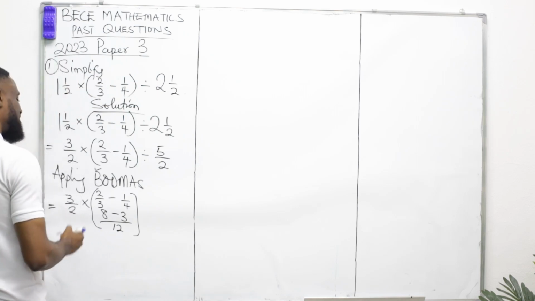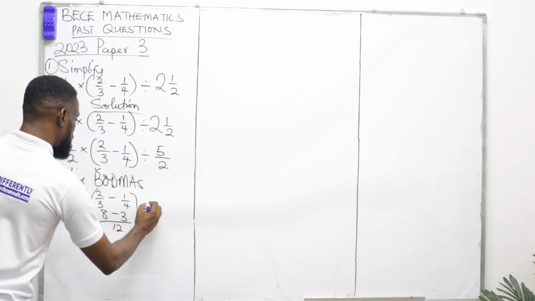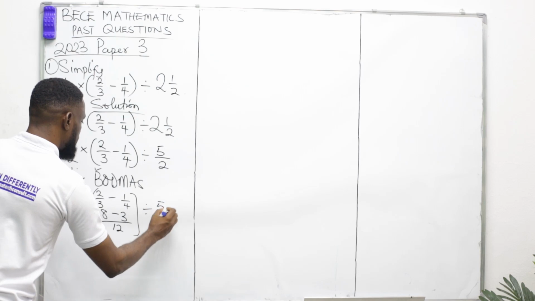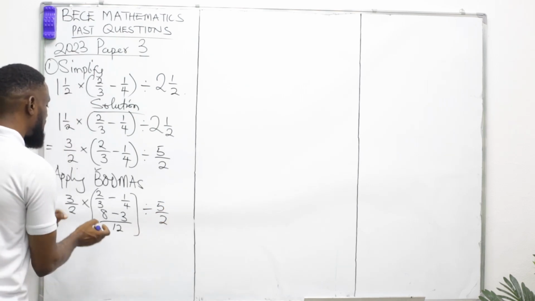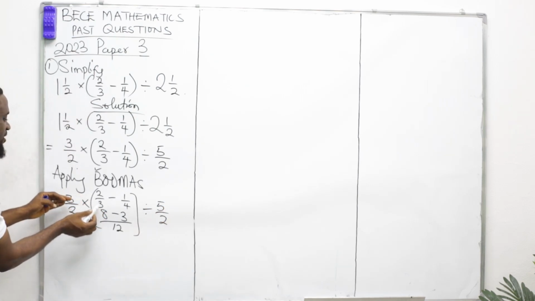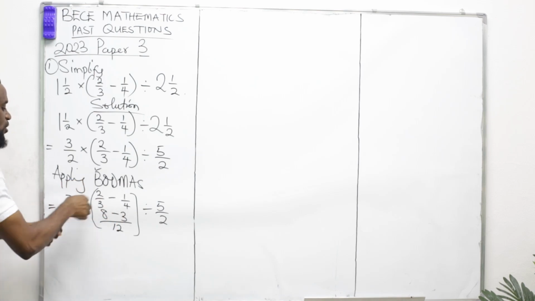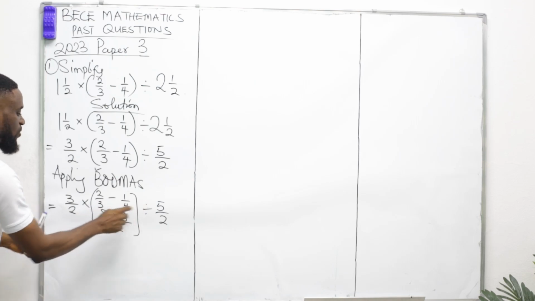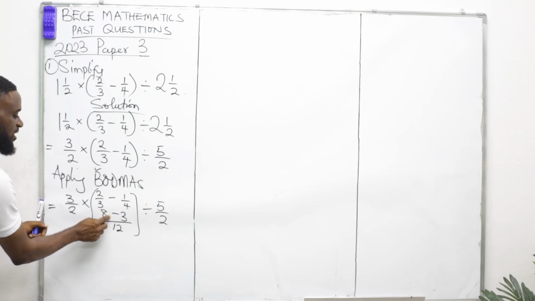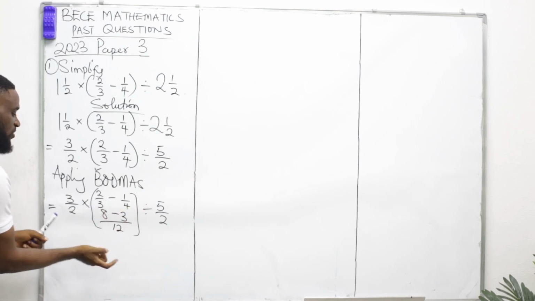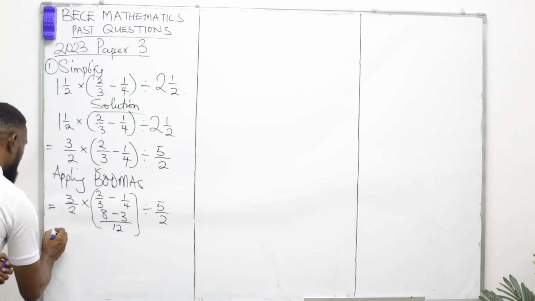What that means is that this will also come down as 5 over 2. So we are no longer considering 2 over 3 minus 1 over 4. We have solved 2 over 3 minus 1 over 4, and the answer is 8 minus 3 over 12, all right? So now we bring down again.